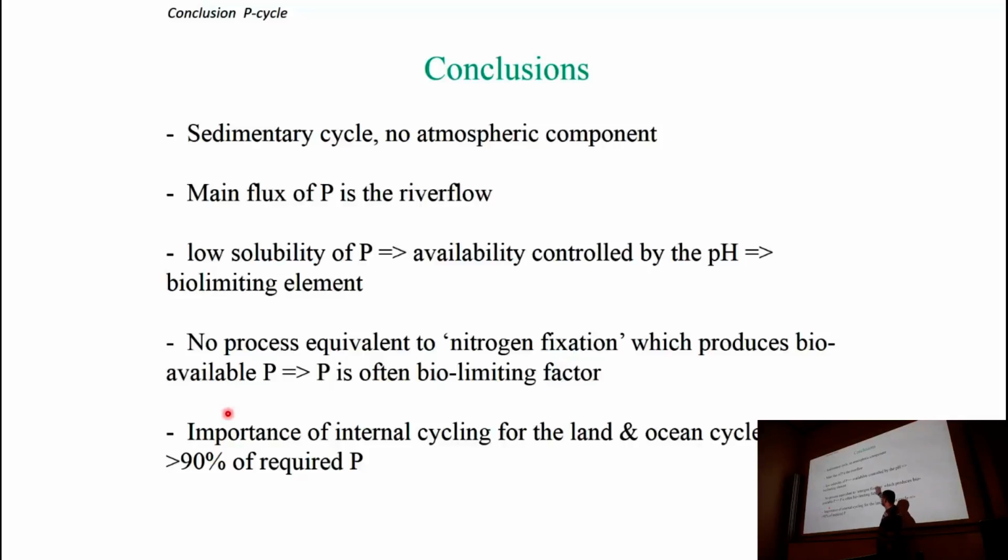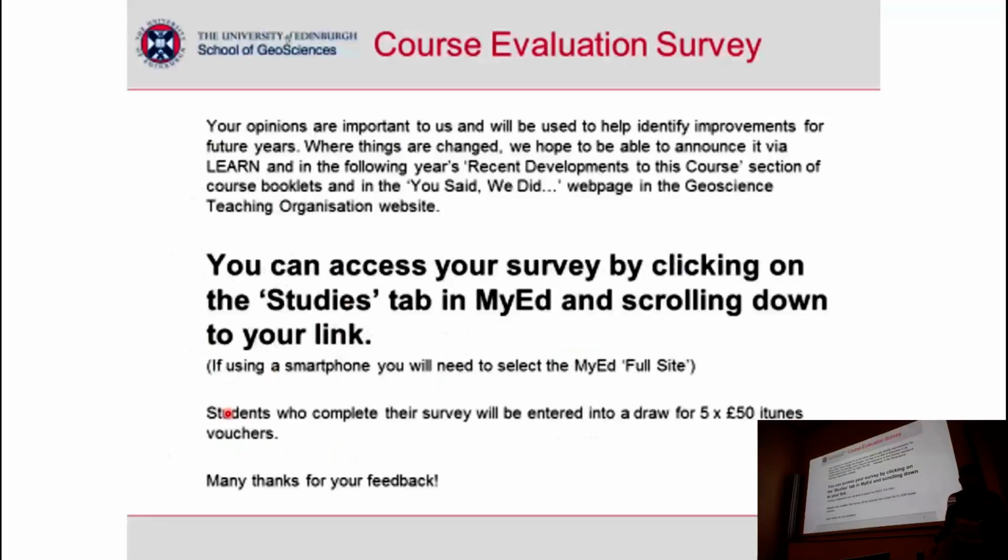So one of the main differences between the nitrogen cycle and the phosphorus cycle is this: you can't just make nutrient out of thin air like you can with nitrogen. Okay, so that's all for this lecture.